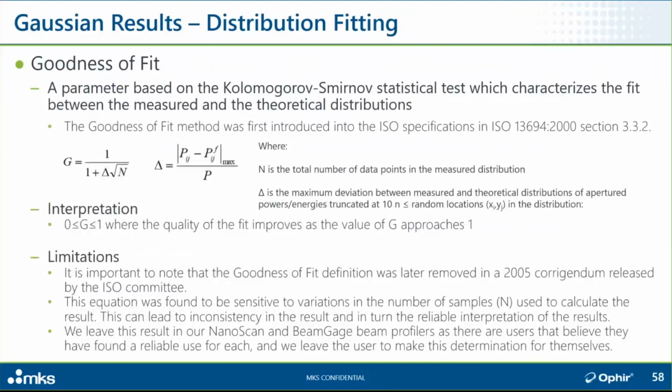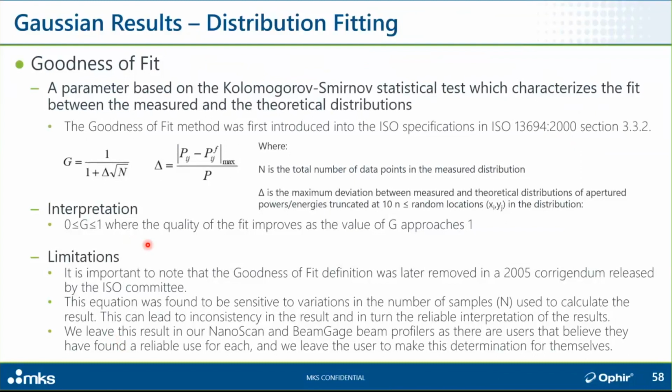There are 2 results left in the Gaussian groups that we need to talk about. They both were at one time in the ISO specification. Both were introduced in ISO 13694 in the year 2000. Both have since been removed.